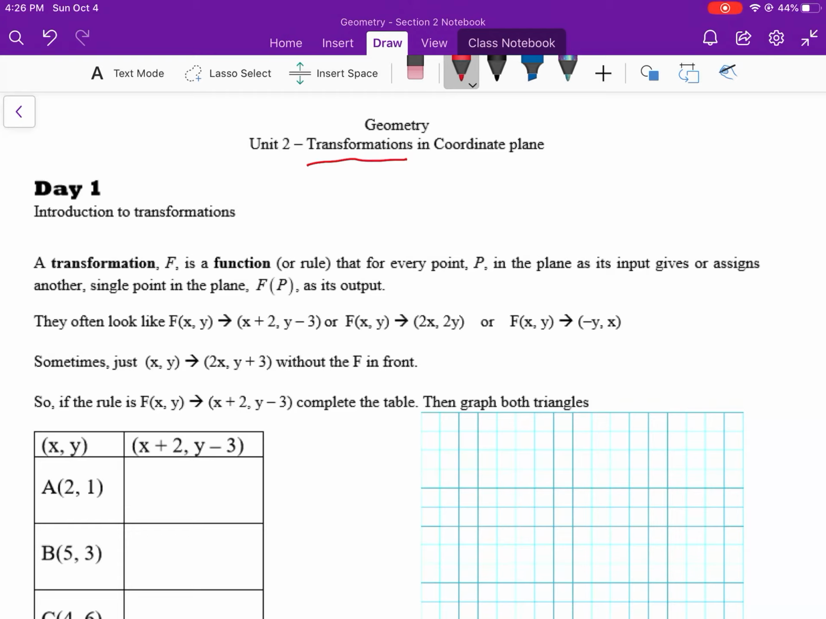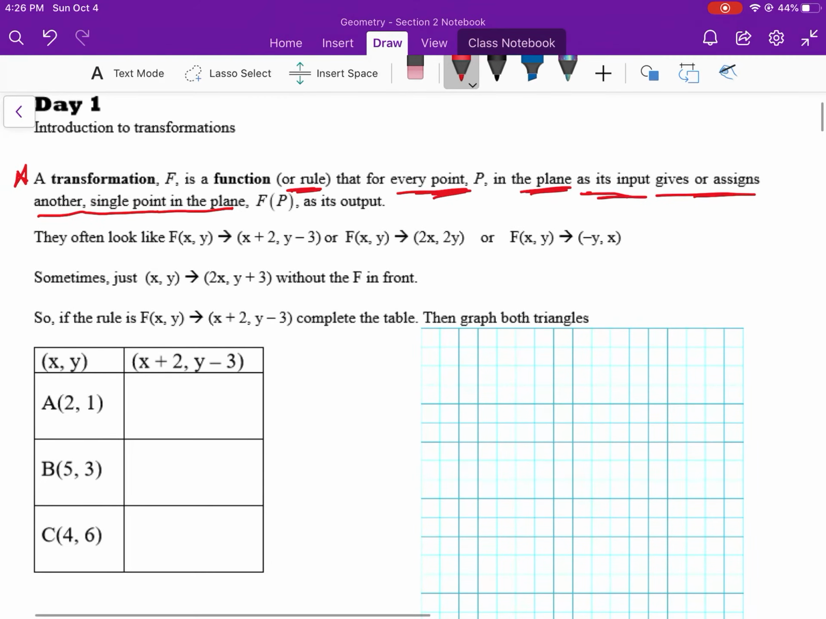So a transformation, okay, I'm just going to read this, is a function or a rule, just think of functions as rules, that for every point in the plane, that's your xy plane, you see the graph paper, as its input, gives or assigns another single point in the plane, f of p, as its output. So those are just some terms. It's really not that scary, okay?